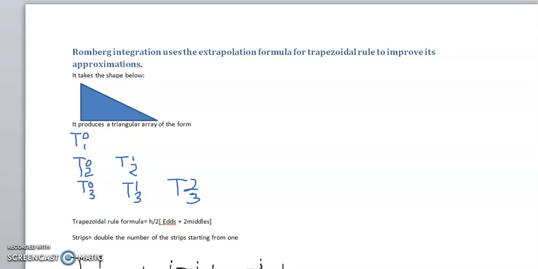Now, there are two things to note when you're calculating the Romberg integration. The trapezoidal rule: you should know the formula for calculating the trapezoidal rule, and it is shown there. Also, the strips. You start from one strip, doubling each time. After doubling the first one, you get 2. Doubling the 2, you get 4. Doubling the 4, you get 8. You continue that way until you reach the number of strips you are calculating your answer to.